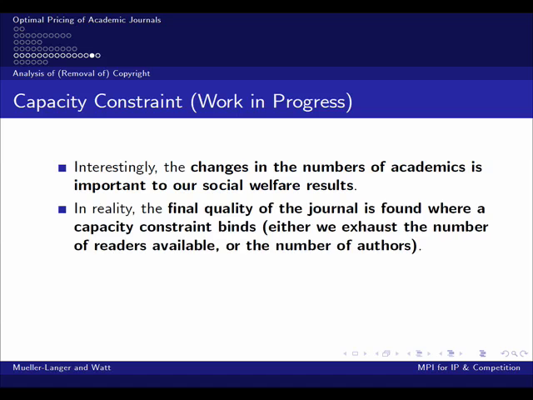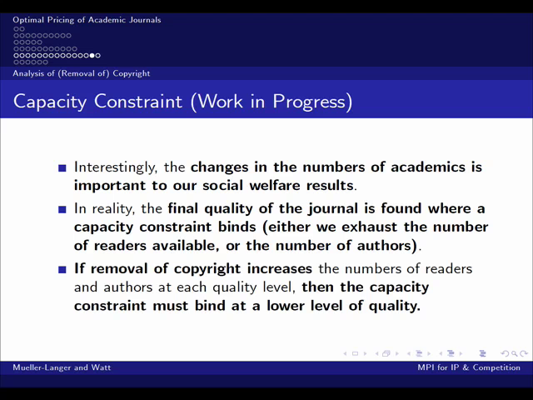Okay, so as I've already mentioned, work in progress: capacity constraint. It would be optimal for the journal to increase quality. We haven't introduced a capacity constraint here. But in reality, we would find the quality of a journal where capacity constraints bind, either on the author side or on the number of readers available. So, keeping this in mind, if the removal of copyright increases the number of readers and authors at each quality level, then in this case, the capacity constraint would bind at a lower level of quality.